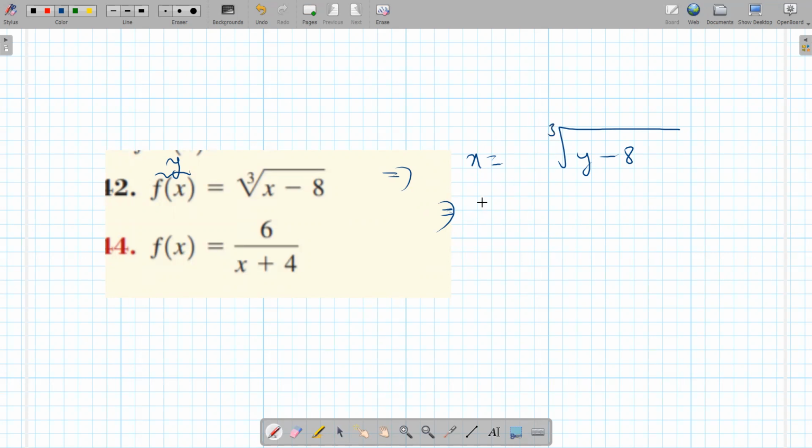You have to cube both sides, not the cube. It's already cubed, both sides. Sorry. Okay. So x cubed equals y minus 8, and you just add an 8. Therefore, f inverse of x is x cubed plus 8 for 42. Easy. You add an 8. Yeah, that's pretty easy.